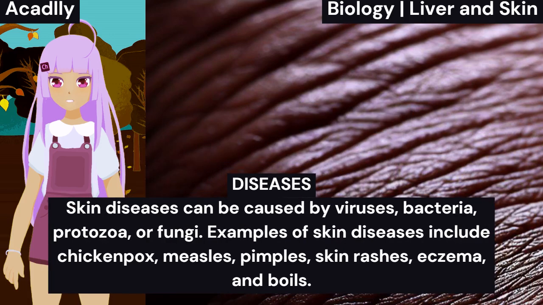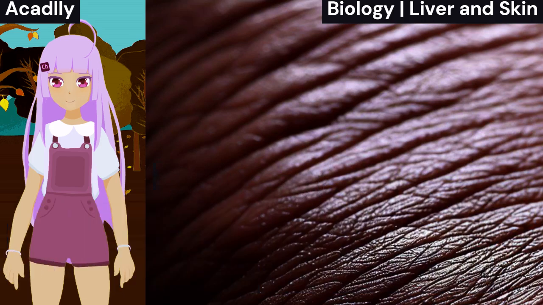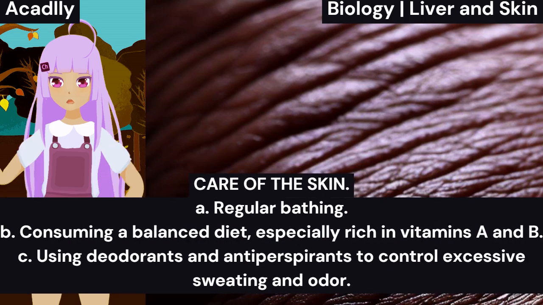Diseases. Skin diseases can be caused by viruses, bacteria, protozoa, or fungi. Examples of skin diseases include chickenpox, measles, pimples, skin rashes, eczema, and boils. Care of the skin. Proper care of the skin includes A. Regular bathing. B. Consuming a balanced diet, especially rich in vitamins A and B.